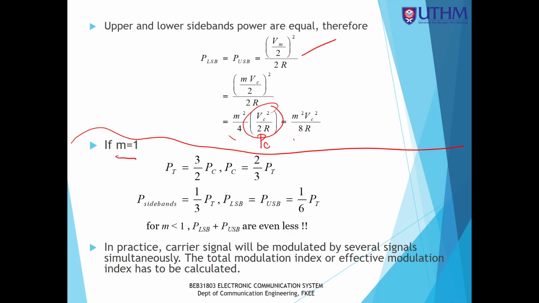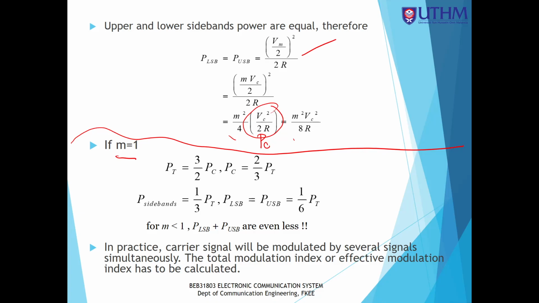Okay, even less than 1 over 3. PLSB plus PUSB are less than 1 over 3 of the total power. This is during the non-ideal case. Okay, so in practice, the carrier signal will be modulated by several signals simultaneously. So the total modulation index, or effective modulation index, has to be calculated.